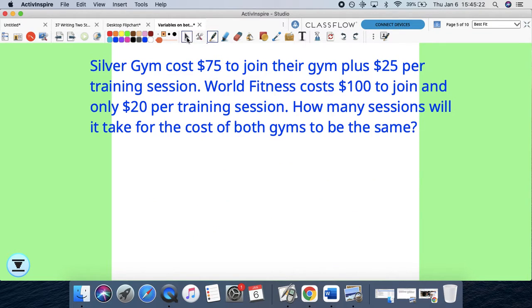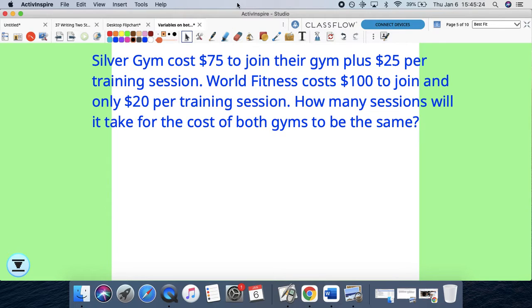2 gym memberships. Silver gym costs $75 to join, and then $25 every time you hire a trainer to help you work out. The other gym costs you $100 to get in, and then $20 every time you use a trainer. So how many sessions will it take that the cost of both gyms are equal to each other? So you don't know which gym to join.